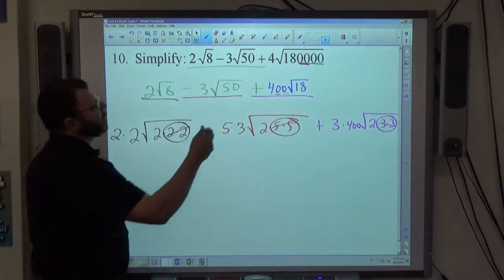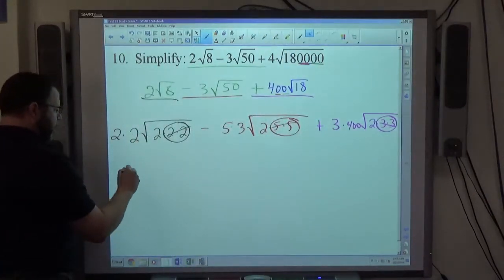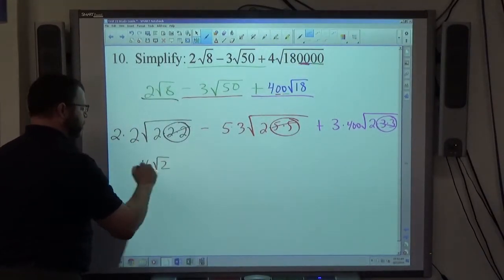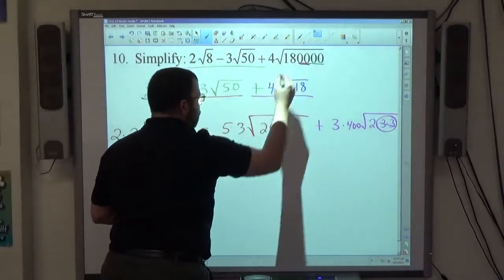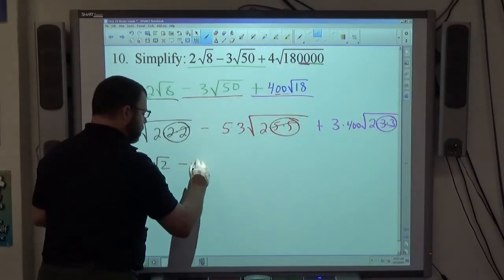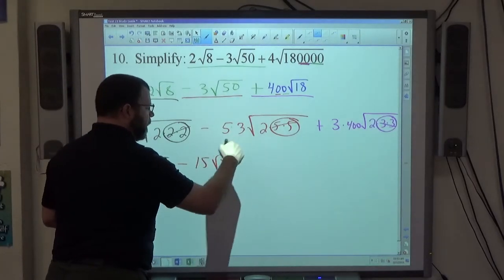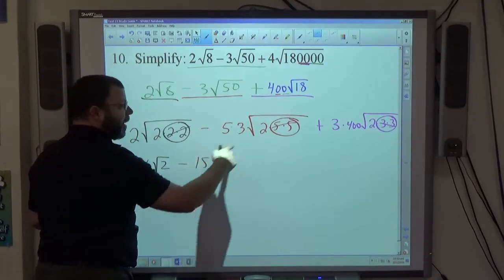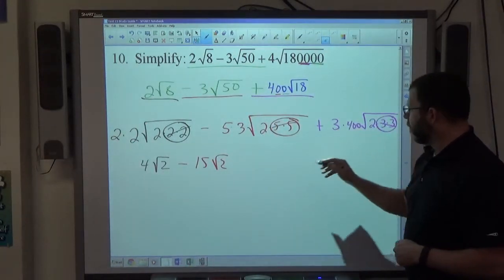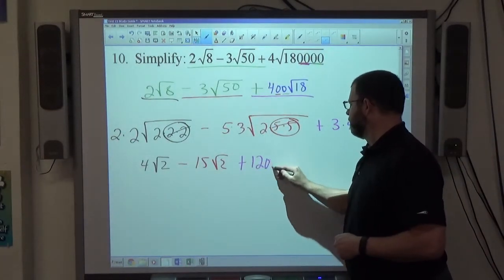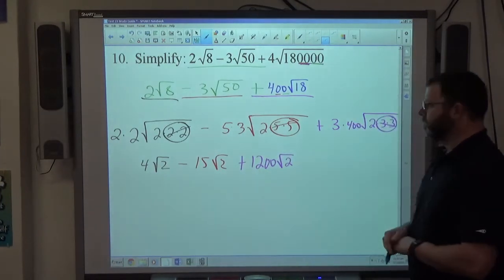So altogether, what ends up happening for the black one here is going to be 4 times the square root of 2. 2 times 2 is 4, the square root of 2 stayed in. For the red one, minus 15 times the square root of 2. 3 times 5 is 15 outside, it just being subtracted, the square root of 2 stayed inside. For the purple one, 3 times 400 is 1200. Inside is the square root of 2.